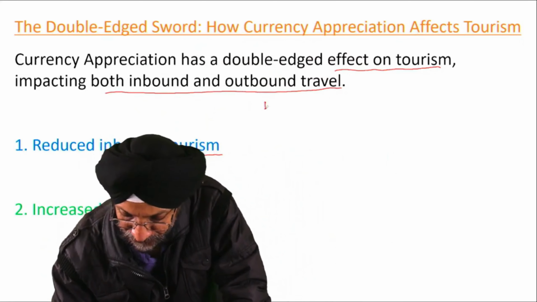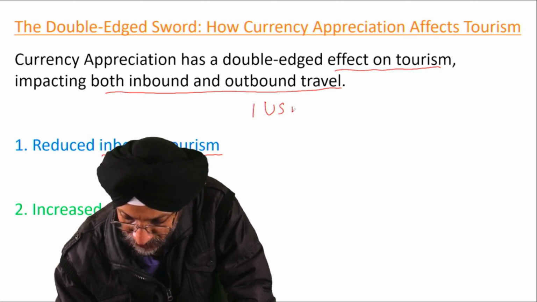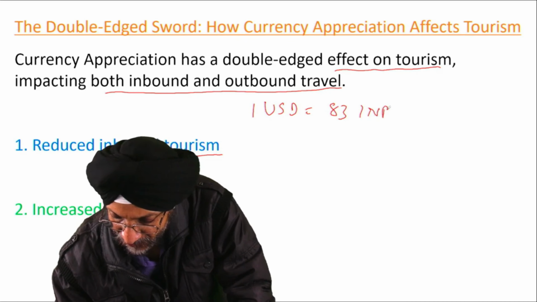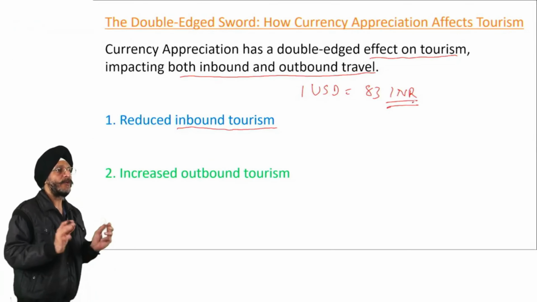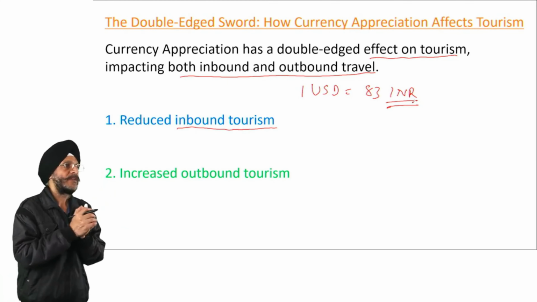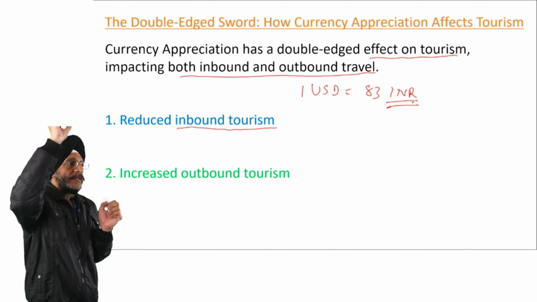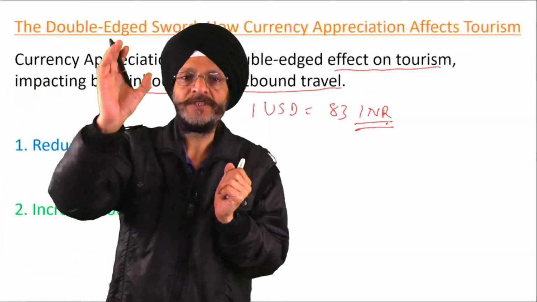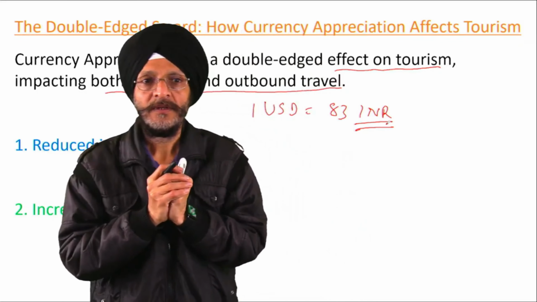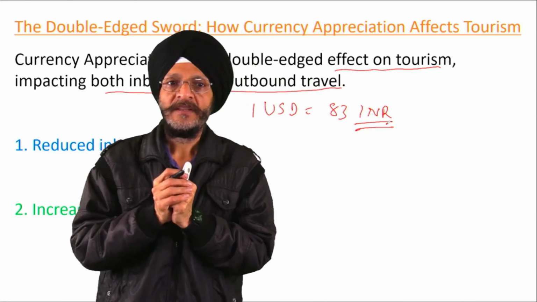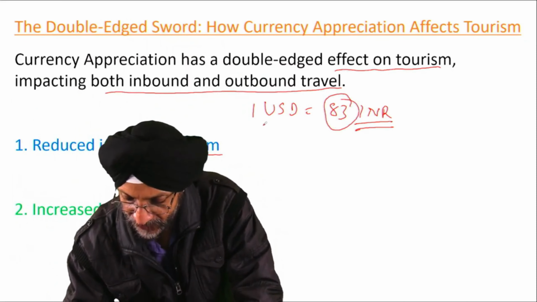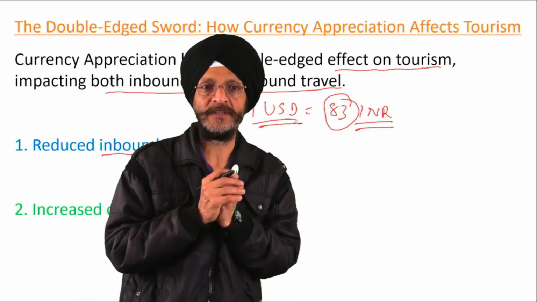Suppose 1 US dollar is equal to 83 INR. INR is the Indian rupee. We are living in India. We are taking the example of USA and India. Suppose people from USA or tourists from USA are visiting India. So, if they visit India, they will get 83 rupees in exchange for 1 US dollar.